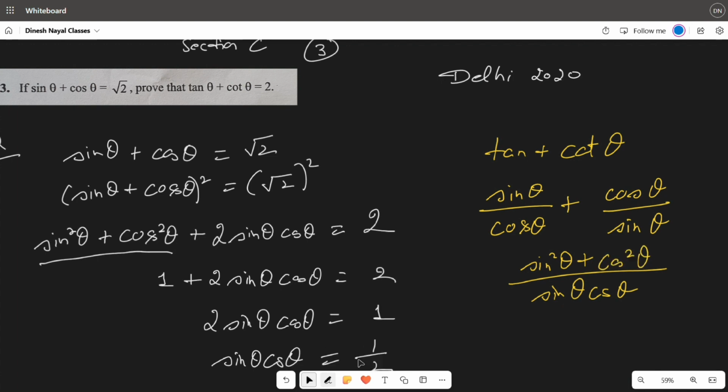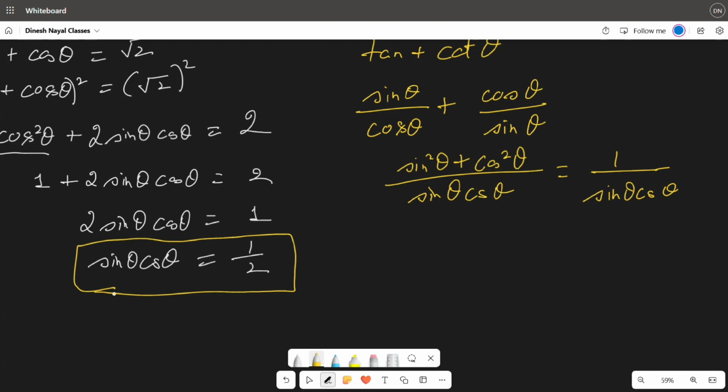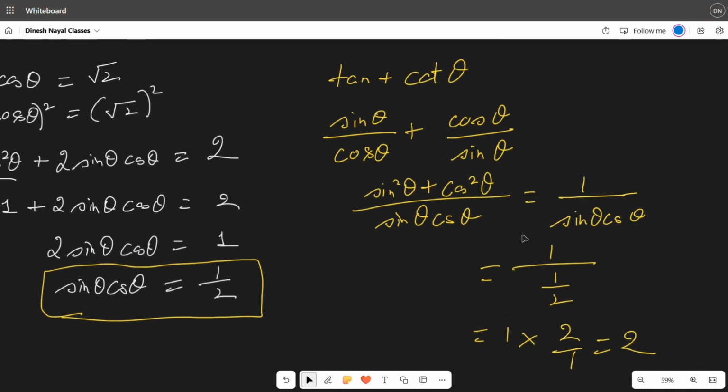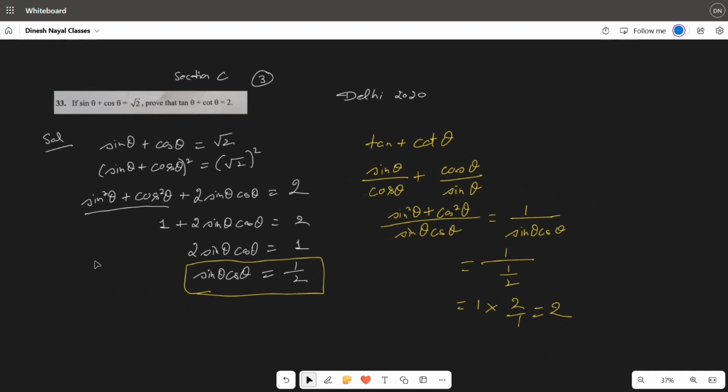Again, by the trigonometric identity, we know that sin square theta plus cos square theta is 1, upon sin theta cos theta, and we know from here that sin theta cos theta is 1 by 2. So we are going to substitute this value over here, which is 1 upon 1 by 2. So this thing will be reciprocated, 2 by 1, which is equal to 2. Hence we have proved that tan theta plus cot theta equals 2. So here is the full solution of that.